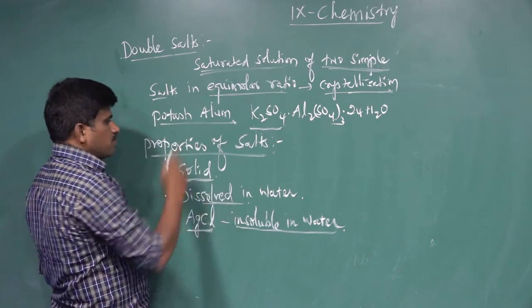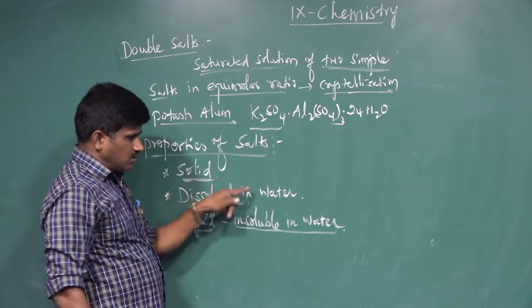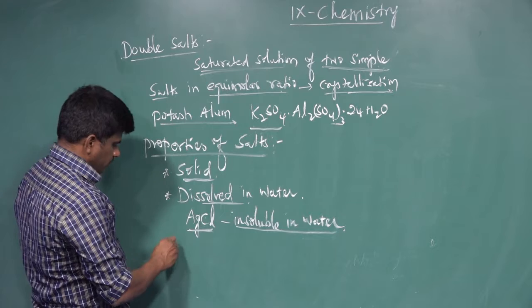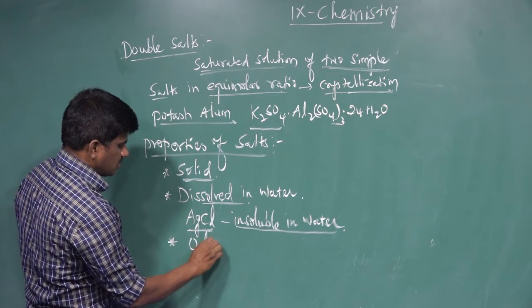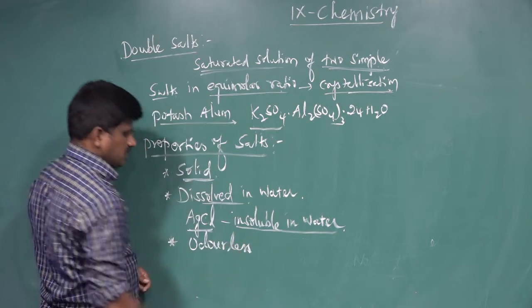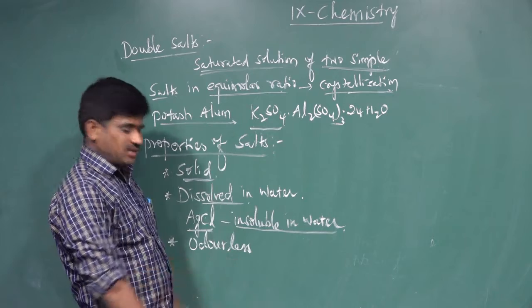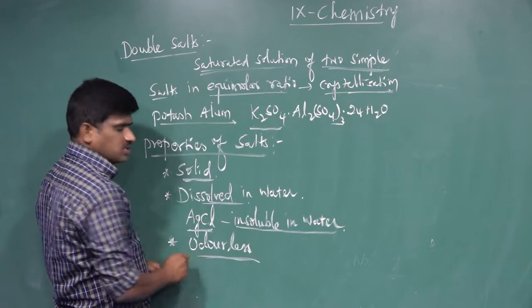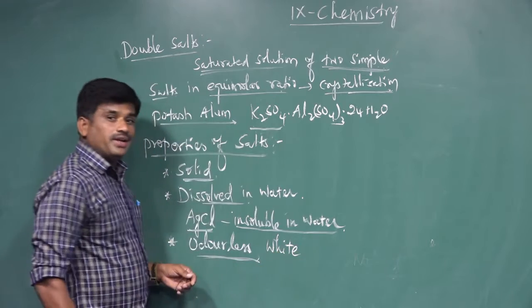This is the second property of salt: it dissolves. Most salts easily dissolve in water. Next, salts are odorless. Salts are mainly odorless and tasteless. The taste of salt is a salty taste. Mostly the salts are white in color, white in nature.